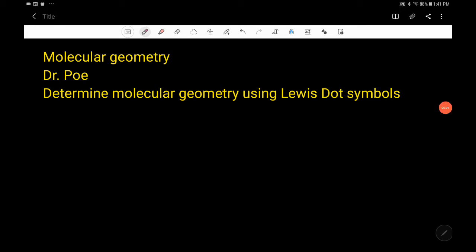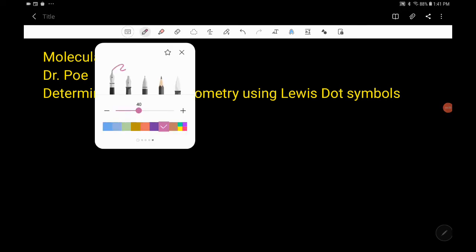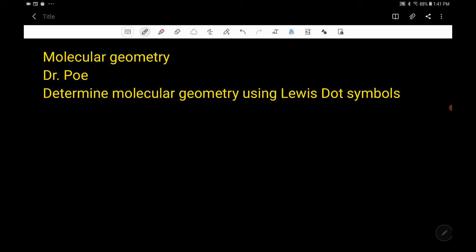Hi everyone, this is Dr. Poe, and today I want to give you the shortcut method for determining molecular geometries. We're going to be doing this using the Lewis dot symbols.